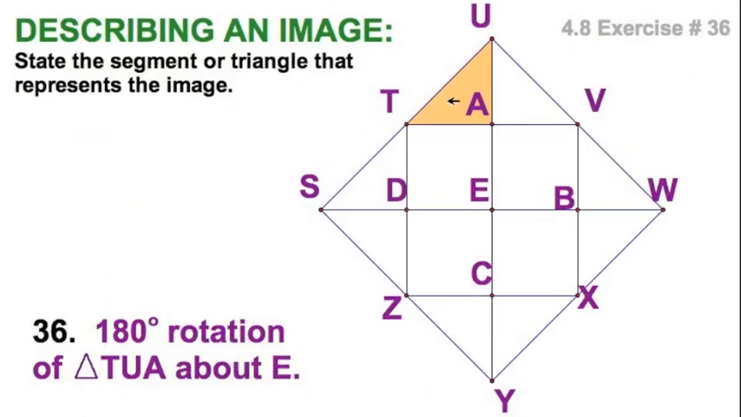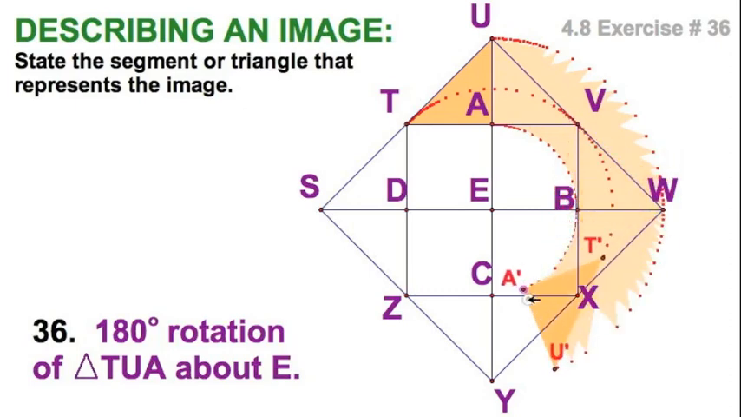Let's rotate another triangle 180 degrees. And just to show equal time, we'll rotate this one clockwise. Since it's all the same, we're taking this triangle and rotating around point E. Notice I'm using that prime notation to indicate image. So when I rotate it a little bit, you see the direction of travel a little bit farther. Keep going. Aha. So you can see that in this case, triangle TUA would correspond to triangle XYC.